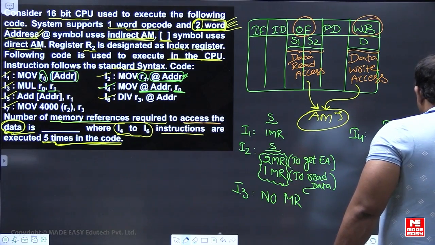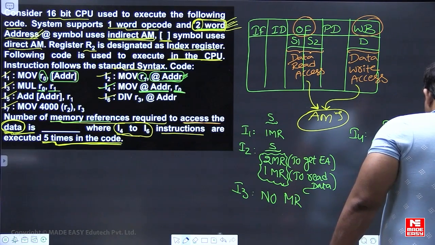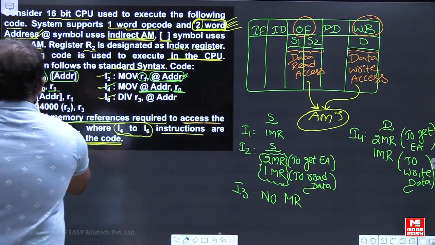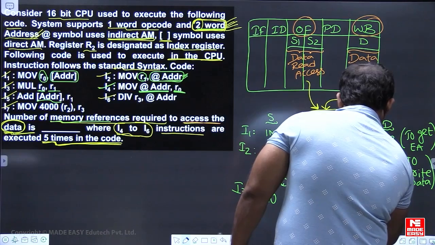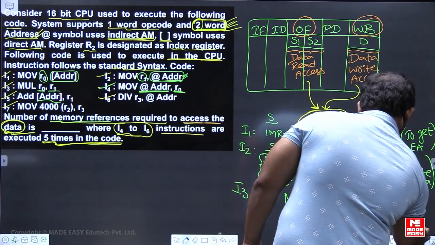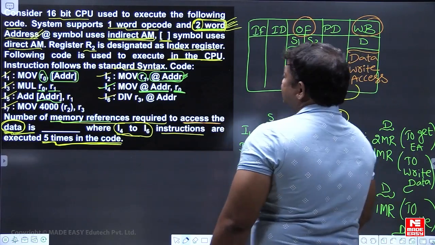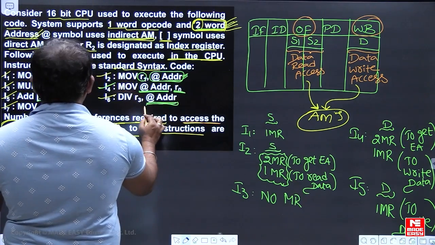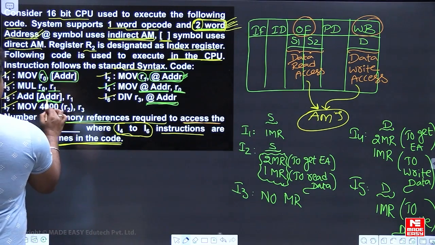To get the effective address and here to write data. Fine. Then I5. I5's destination addressing mode is direct addressing mode. So I5, destination D, where D means destination, needs 1 MR to write the data. Then I6. Again, the source addressing mode is the source 1 addressing mode. One thing: I5 is the destination direct addressing mode.